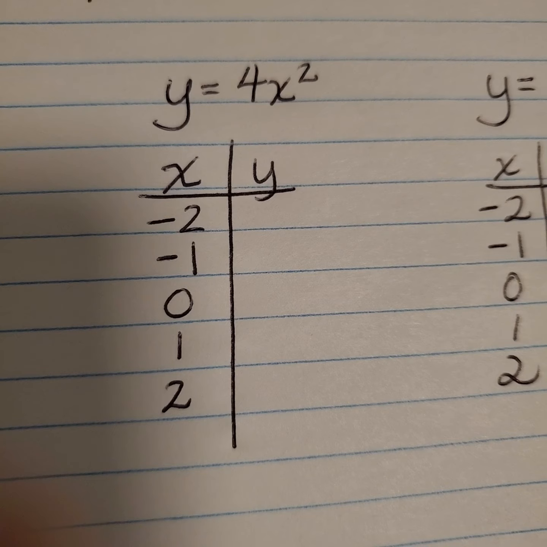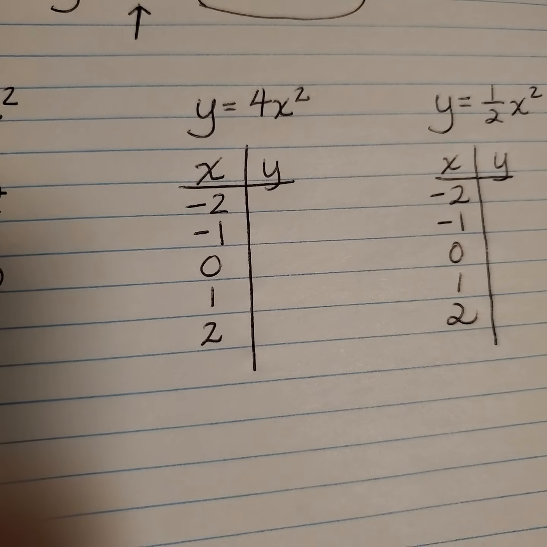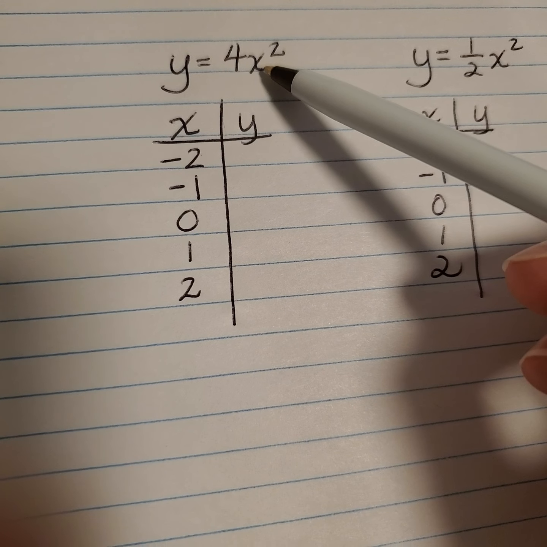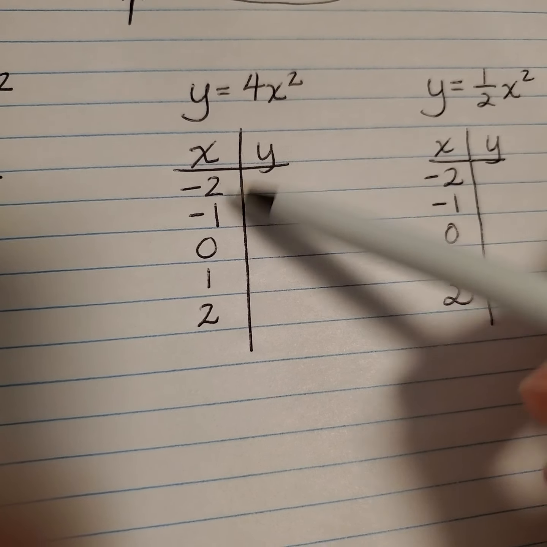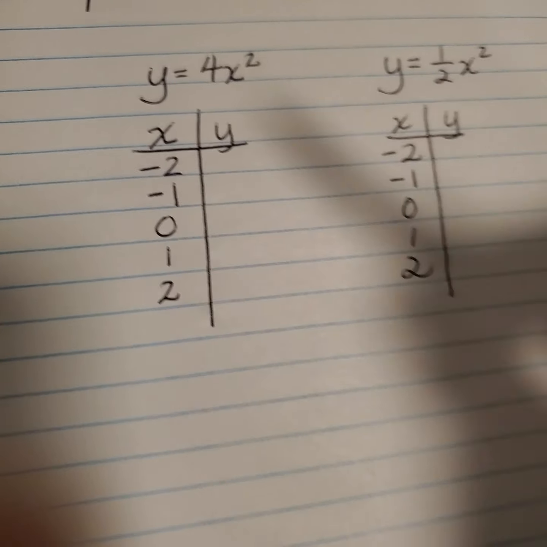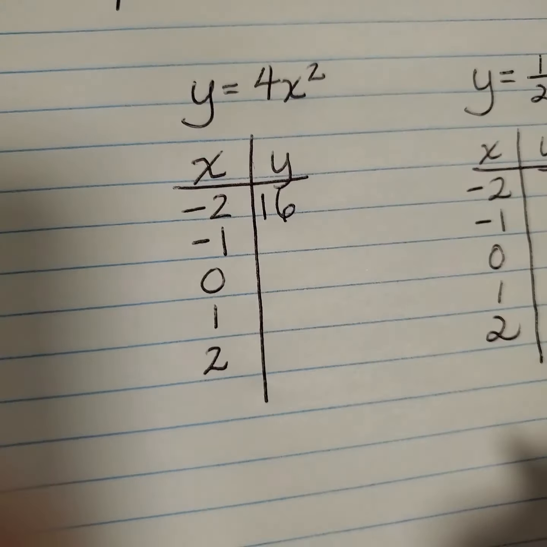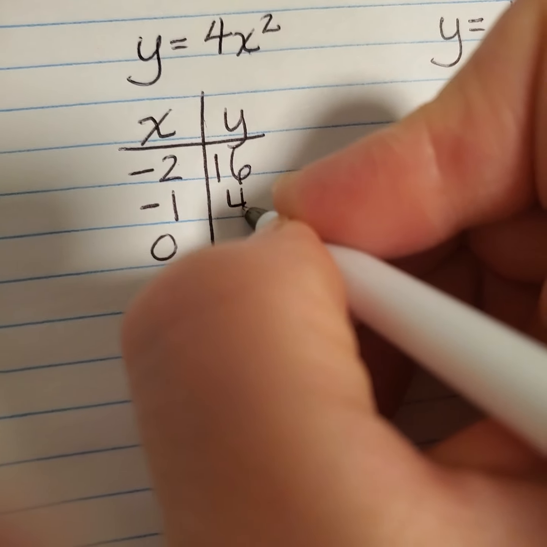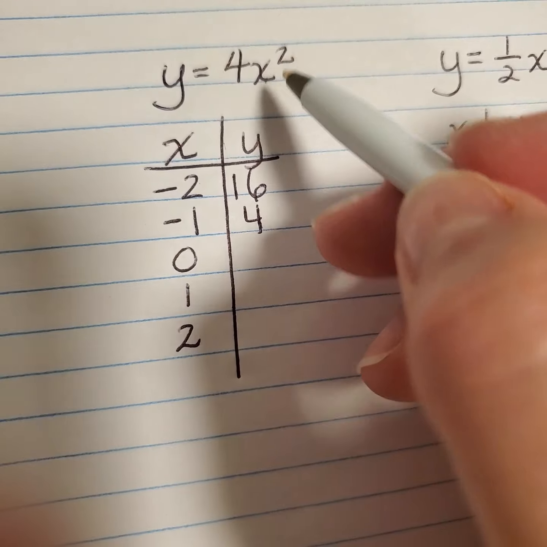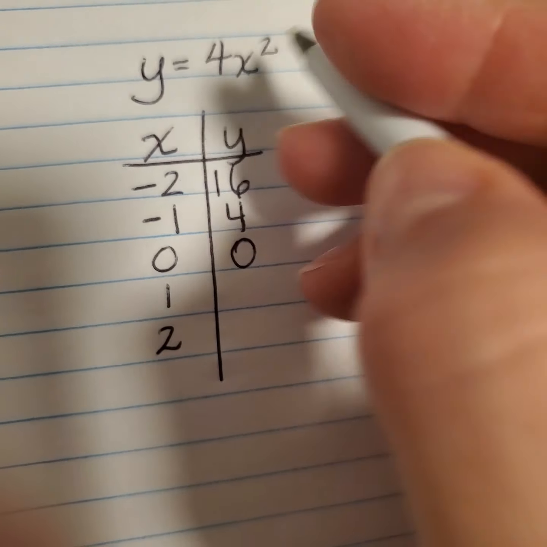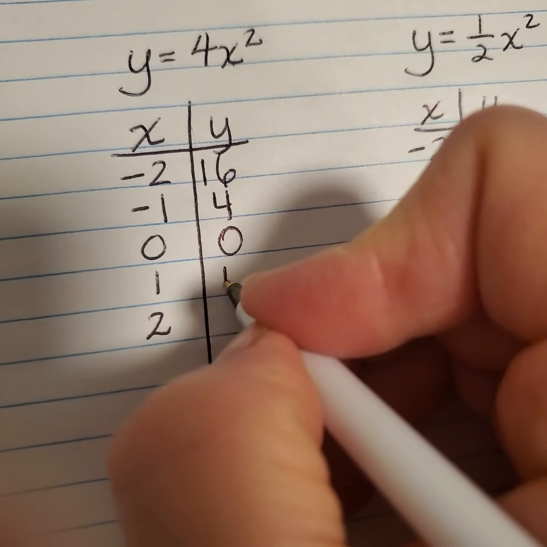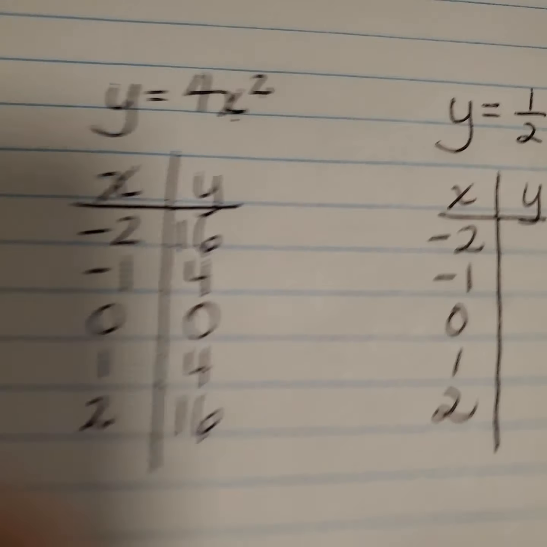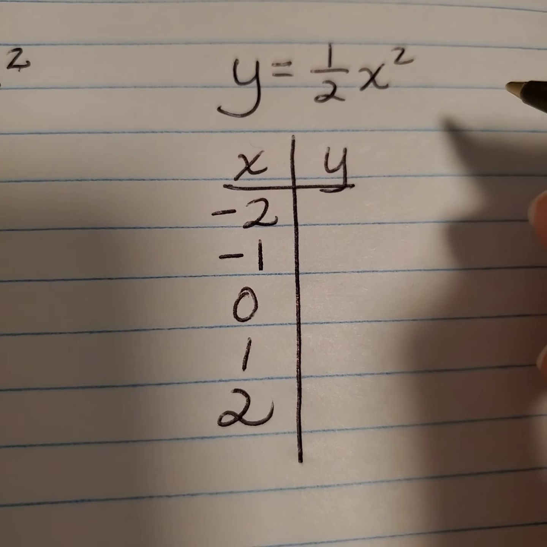Over here, I have to make sure I abide by the rules of BEDMAS. So the first thing I'm going to do, if I were to plug -2 in here, is square it. -2 squared is 4. 4 times 4 is 16. -1 squared is 1. 1 times 4 is 4. 0 squared is 0. Anything times 0 is 0. 1 squared is 1. Times 4 is 4. 2 squared is 4, times 4 is 16, and we have one more table of values left to go.